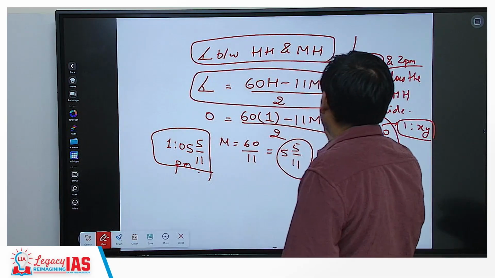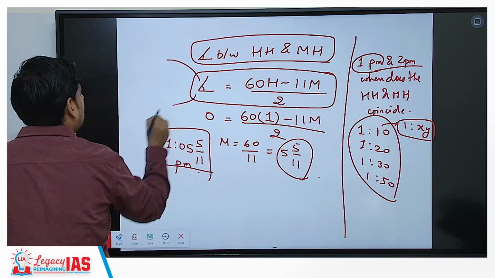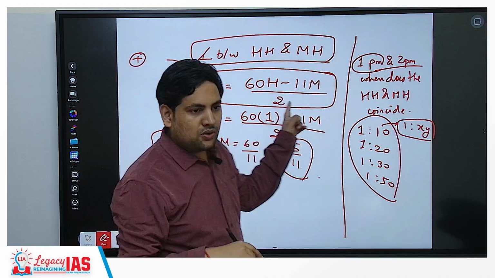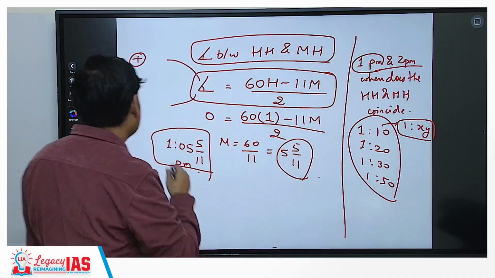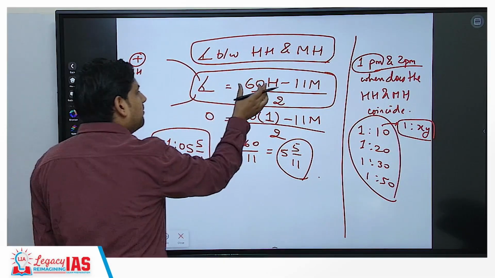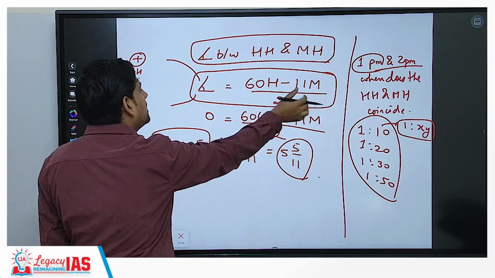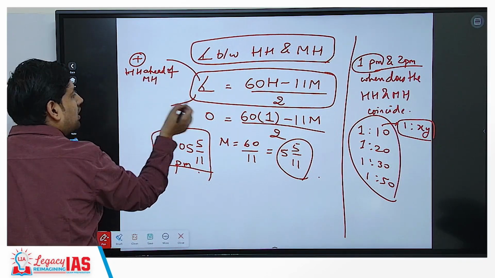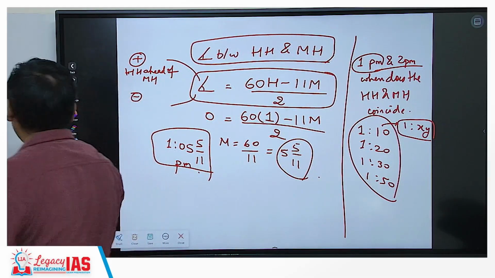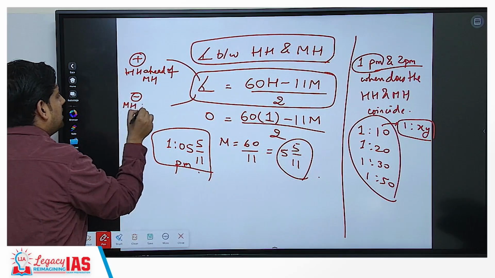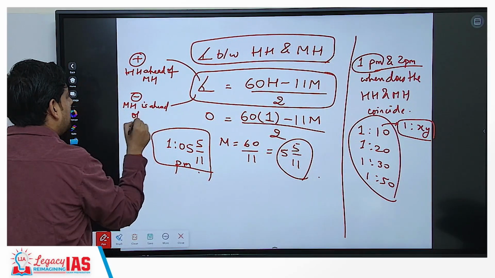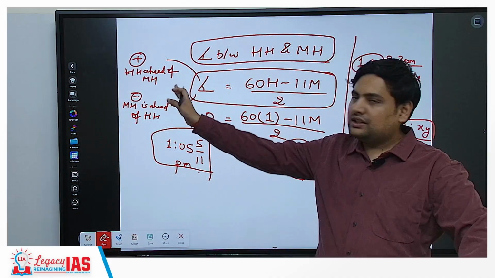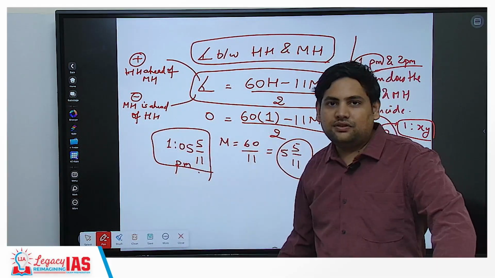This is the formula. Now, in this formula, something that you need to remember is, if the value of the angle comes out to be positive, that means, now what is written before? Hour is written before, minute is written later. So this means the hour hand is ahead of the minute hand, and if it comes out to be negative, that means the minute hand is ahead of the hour hand. That's it. Simple.